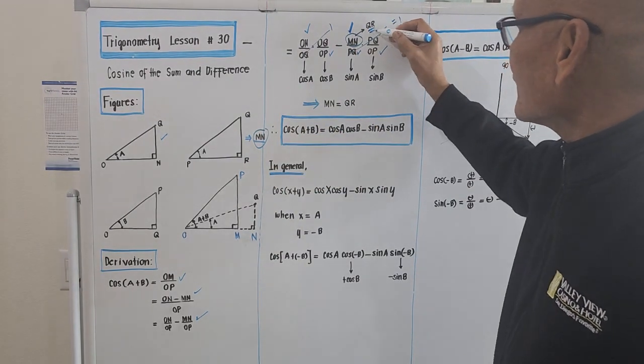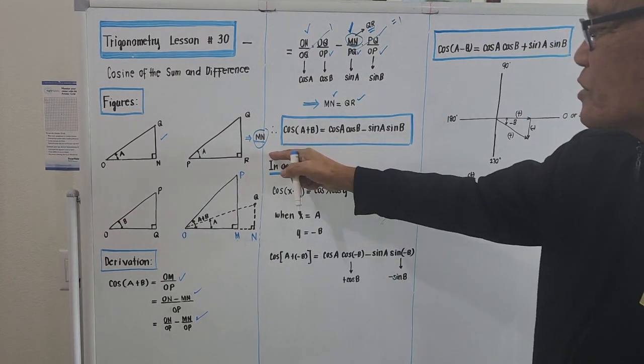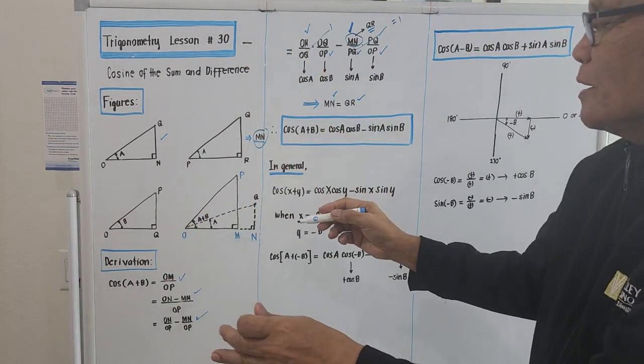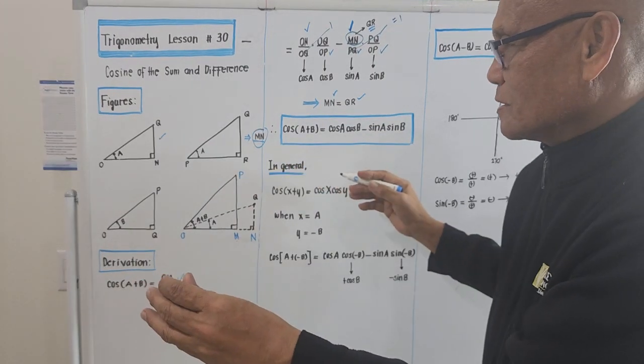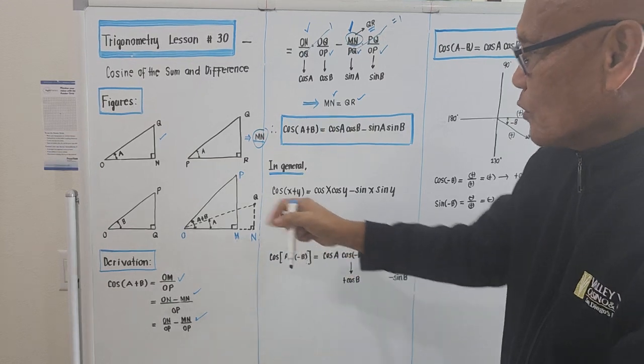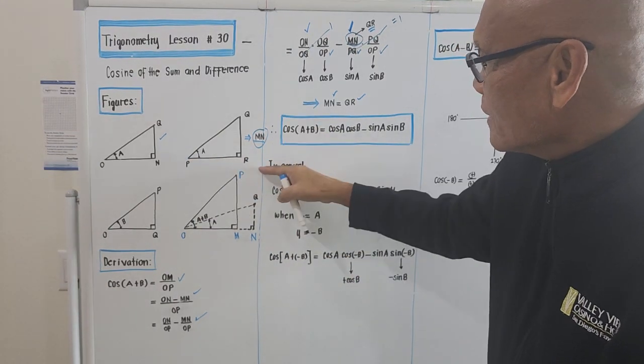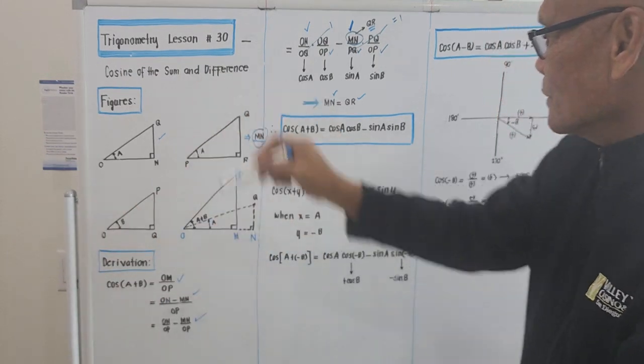This is actually QR. So I place it here, MN is QR. This was derived from the circular figure. These right triangles were derived from the circular figure. We brought out 4 right triangles. So actually this PQR emanates from the circular figure.